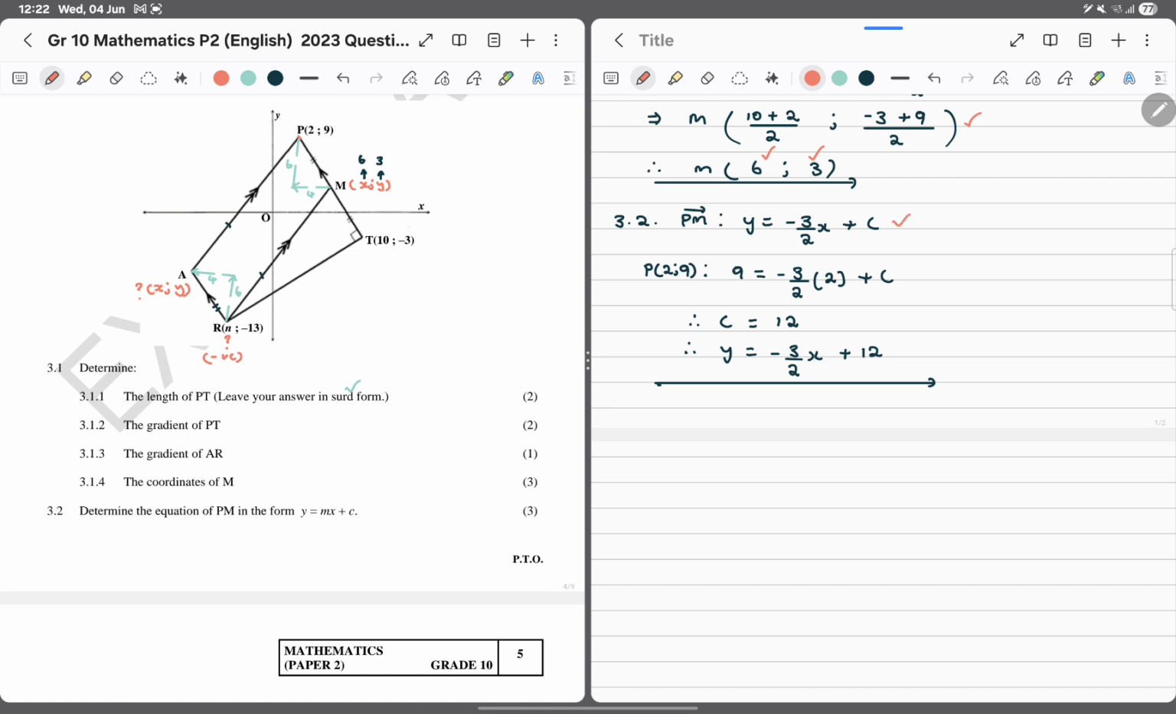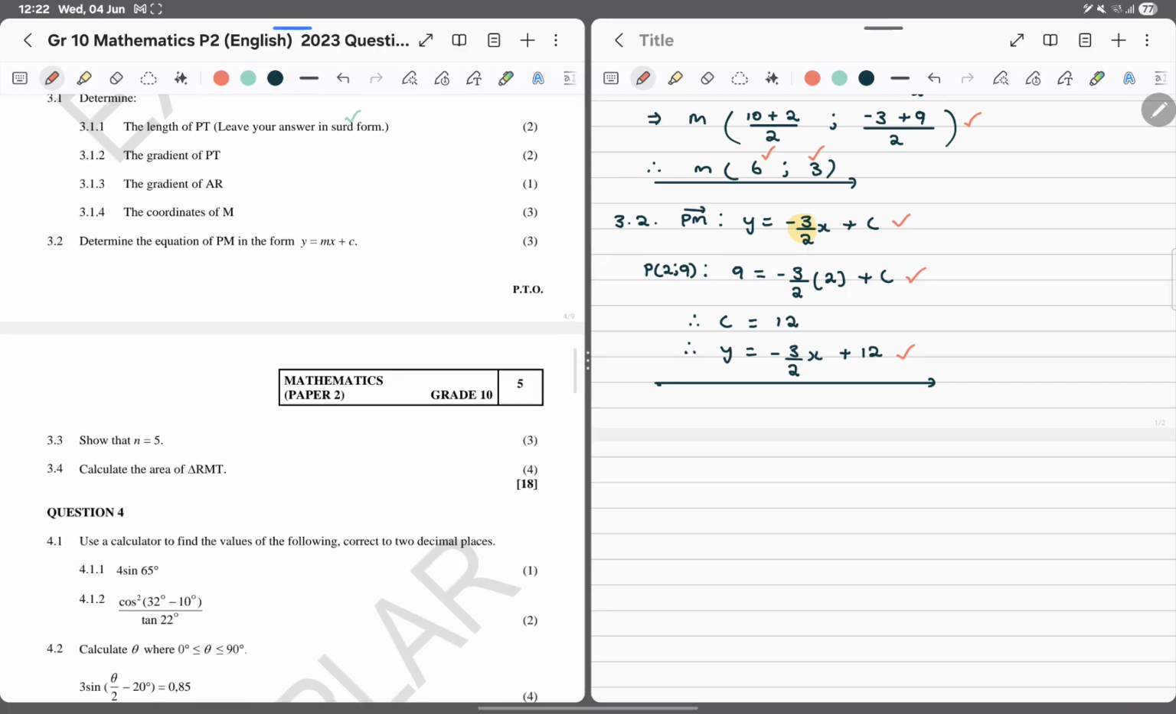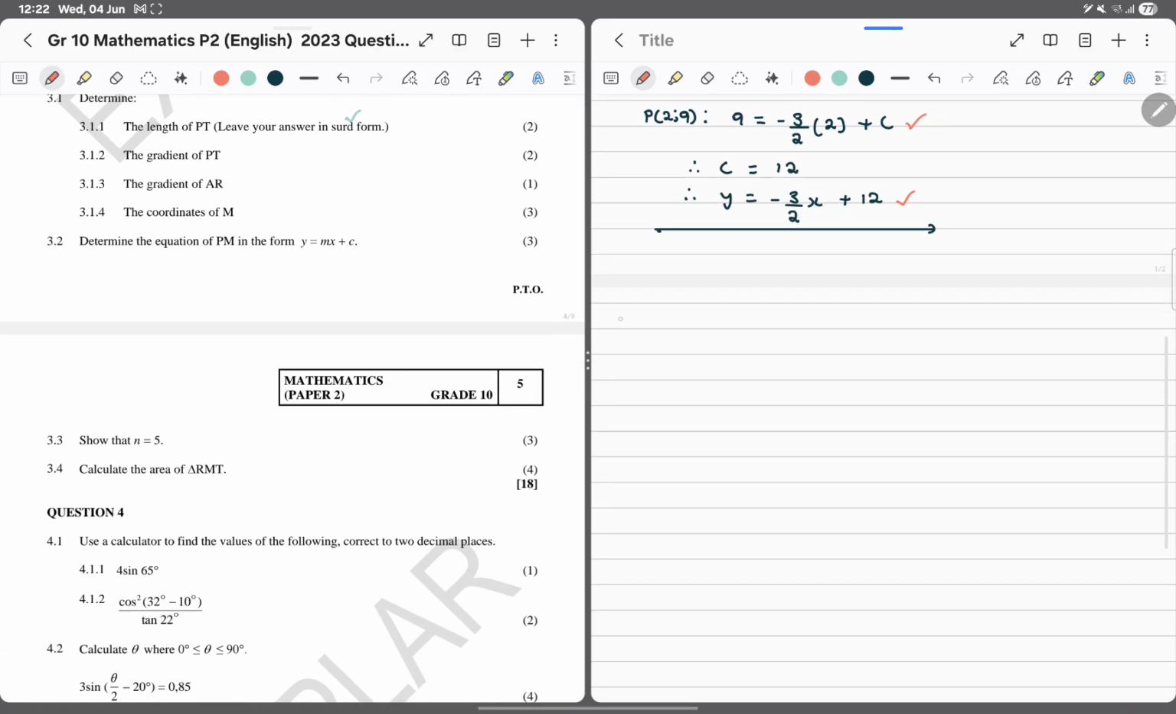So of course, writing the equation like that is good, especially knowing the gradient is going to be the same since those points are collinear. Substituting that point and the final finish. That's how we get our 3 marks. Okay, this question continues here. So we have 3.3.